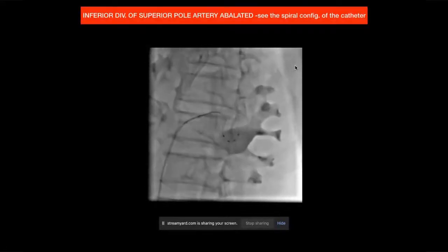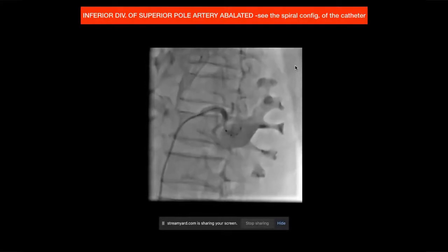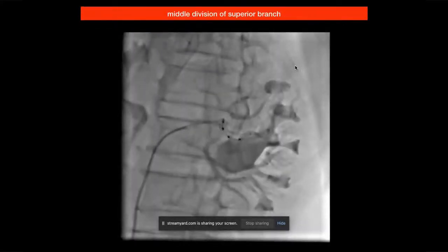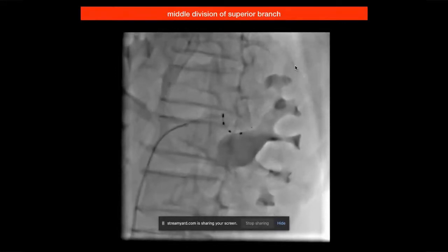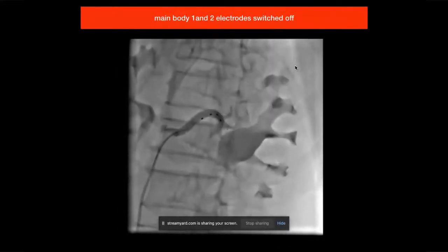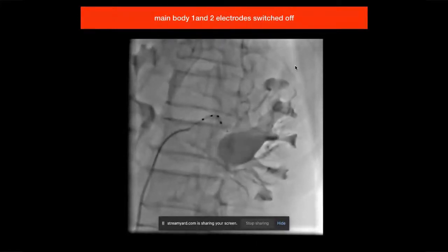The inferior division of the superior pole artery was also ablated. You can see the spiral configuration of the catheter. Every time you pull the wire, it goes back to its spiral shape. Middle division of the superior branch. Then the main body, electrode 1 and 2 was switched off at this point as we had already delivered energy there.